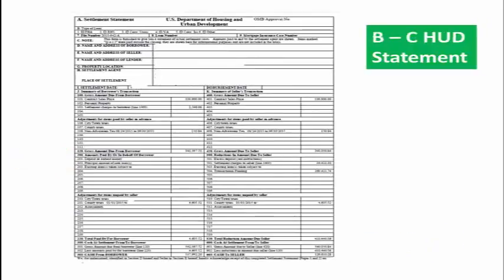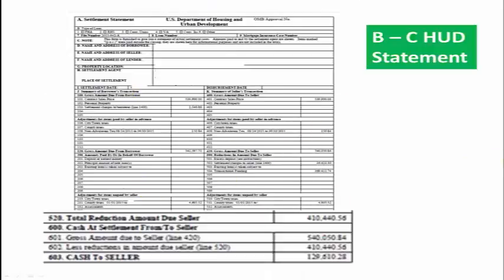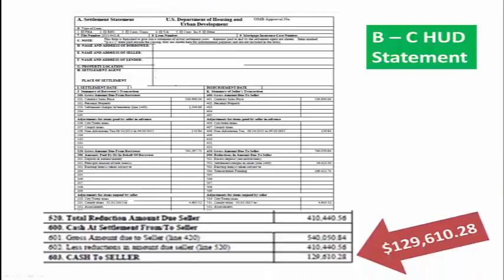Let's go on for a second. Here's the B2C HUD. Now let's look at what happened here. Remember I told you, buyer over here is the end buyer C, seller here. First thing we're going to look at, what's the net profit? And I blew it up here for you if you can't see it. $129,610.28. That's $129,000, guys.